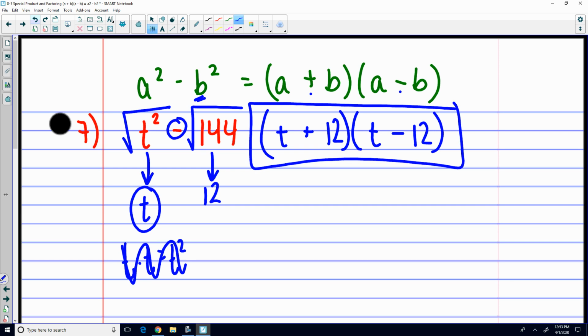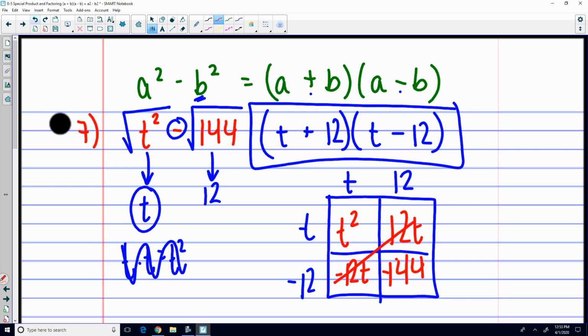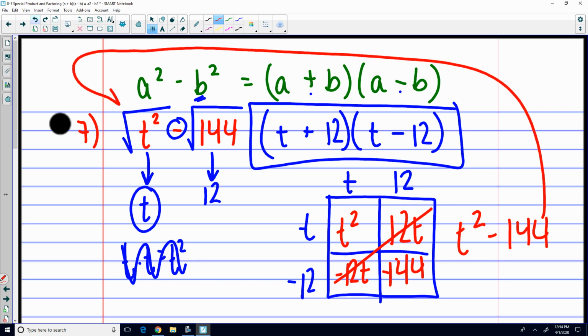Now, how do you check this? I'm not going to check all of them for you today, but I'm going to check this one. You take the two binomials you just got, t plus 12 and t minus 12, and you FOIL or box method them to figure out what you got. So I've got t squared, 12t, negative 12t, and 144, but it's negative. These two cancel because one's positive, one's negative. I end up with t squared minus 144. That is where I started, which means that is the right answer. The answer I'm looking for you to write today, though, is these two binomials.